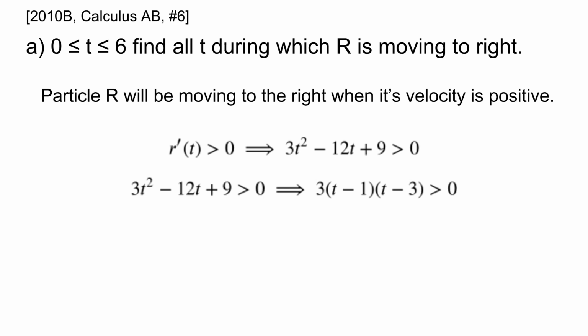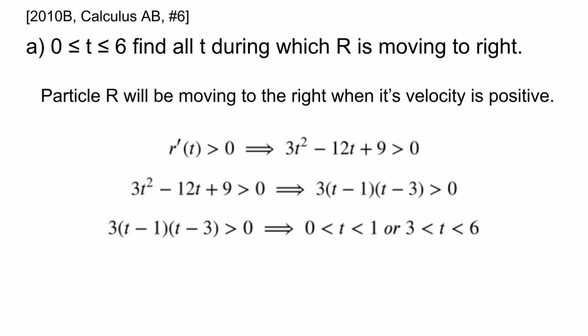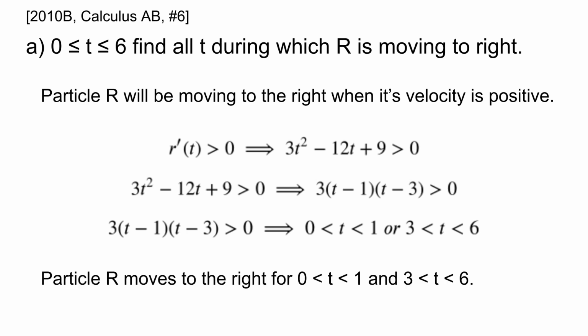And 3t squared minus 12t plus 9 is greater than 0 implies that 3 times t minus 1 times t minus 3 is greater than 0. 3 times t minus 1 times t minus 3 is greater than 0 implies that t is between 0 and 1 or t is between 3 and 6. Therefore, we can conclude that particle r is moving to the right when t is between 0 and 1 and when t is between 3 and 6.